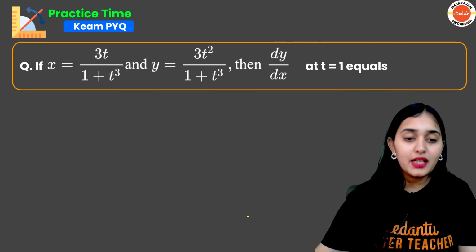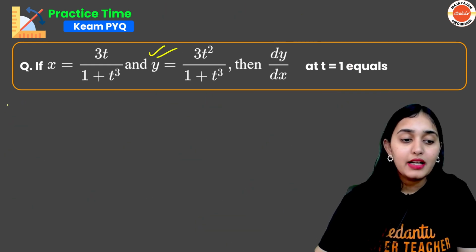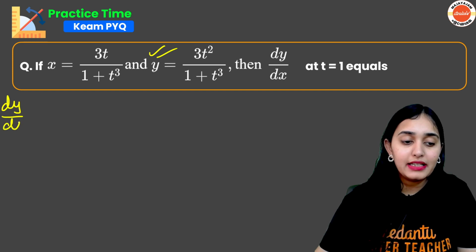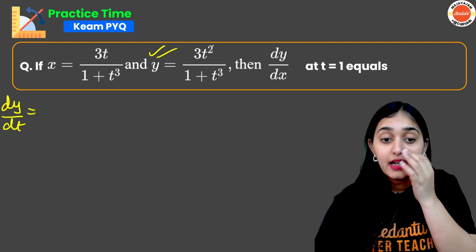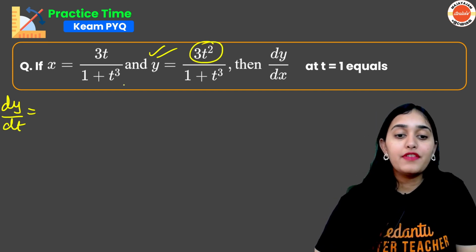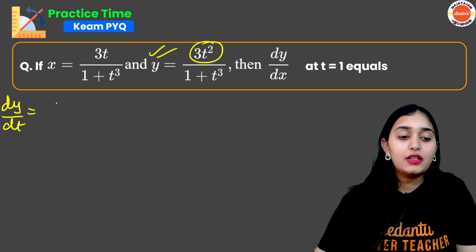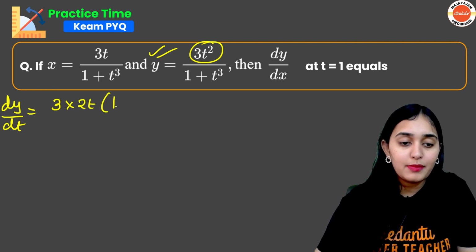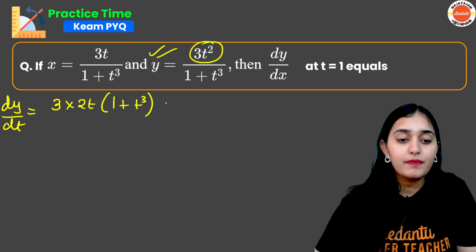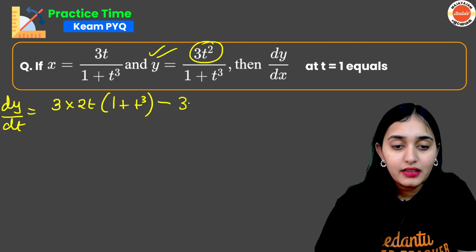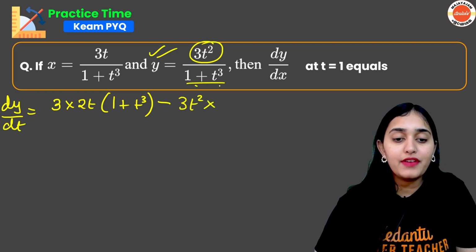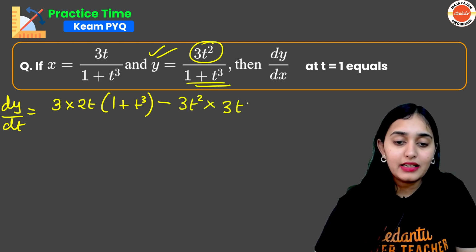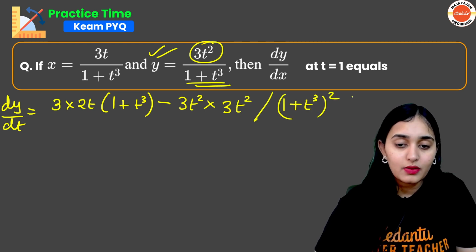Okay. Similarly, let us find out dy by dt. dy by dt is differentiate this. So differentiation of this is 3 into 2t multiplied with (1 plus t cube) minus 3t square multiplied with differentiation of this, which is 3t square, whole divided by (1 plus t cube) whole square.